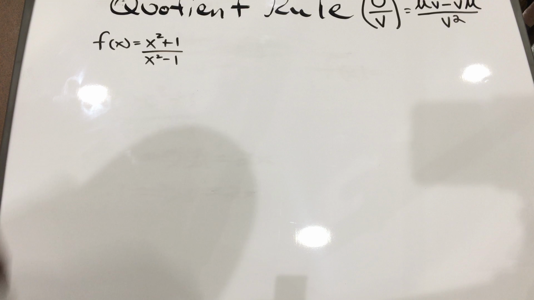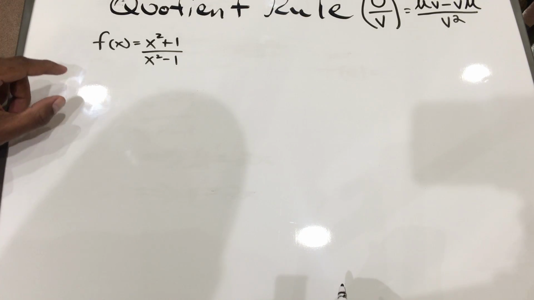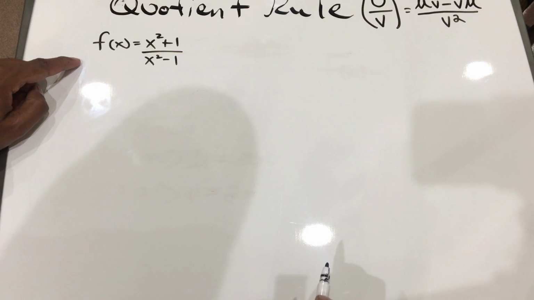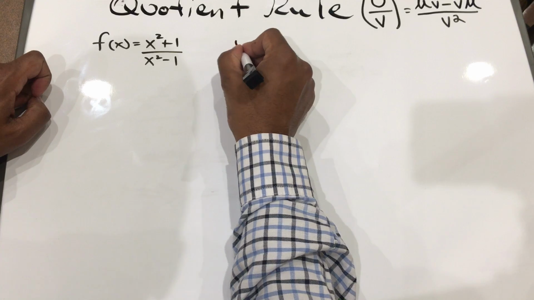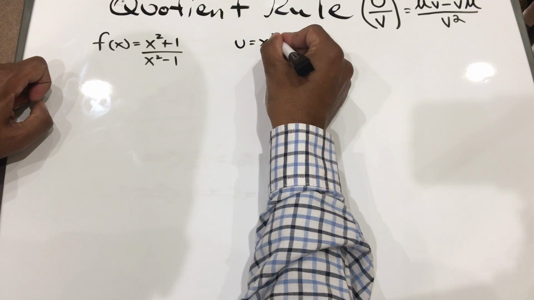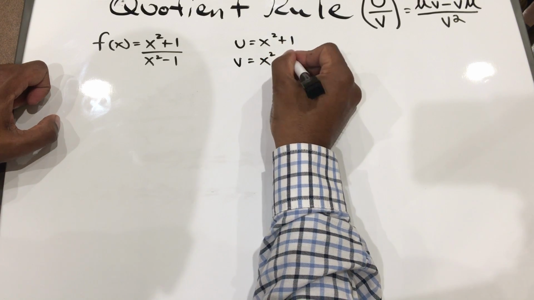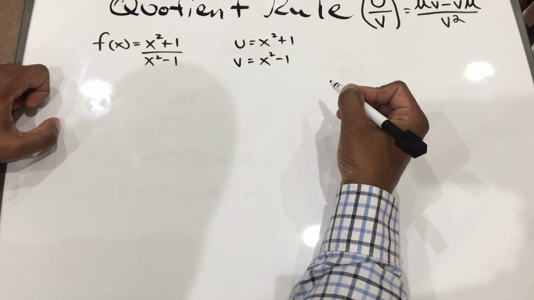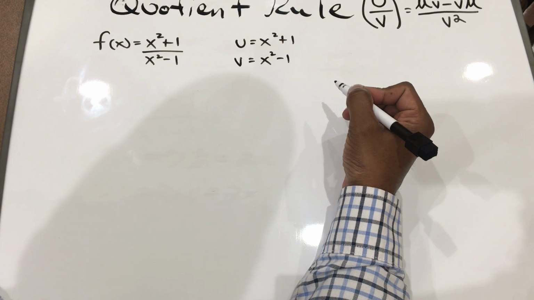All right, everybody, so we have a problem here that we're going to work on, and we're going to utilize the quotient rule to solve. So let's first identify what u and what v is. So number one, u is going to be x squared plus 1, and v is going to be x squared minus 1. Before we can begin the problem, you always have to identify what u and v is.